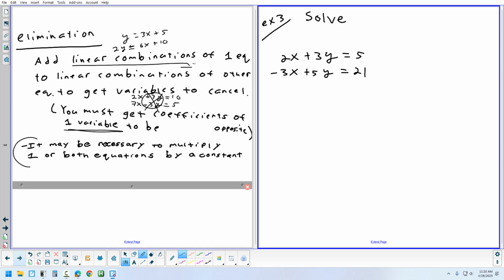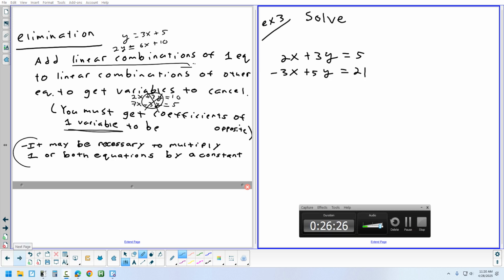So this is one, when I look at it, I probably wouldn't be thinking substitution because you don't have any variable with a 1 in front of it. So if you try to do substitution, you are going to end up with lots of fractions. If the final answer is going to be a fraction, then it's going to be a fraction whether you do substitution or elimination. I just would like to avoid fractions as long as possible.